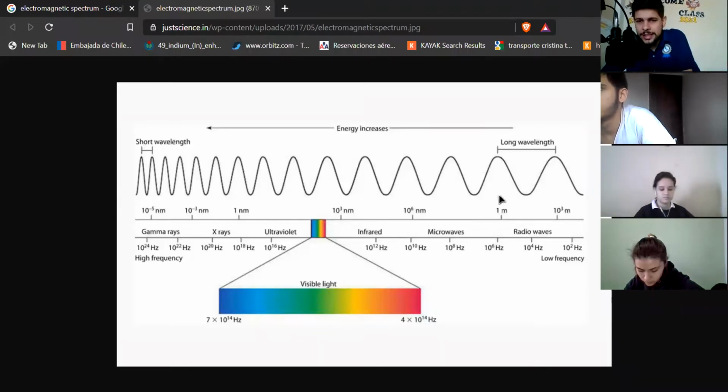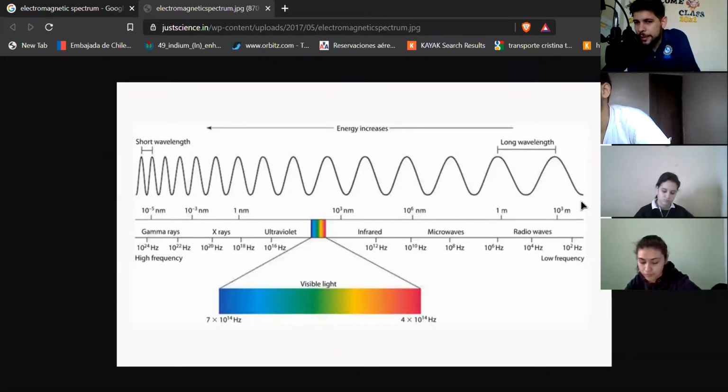So let's look at this electromagnetic spectrum. As you can see, nm, what does nm mean? When we talk about distance, nanometers, very good. So look at these waves.